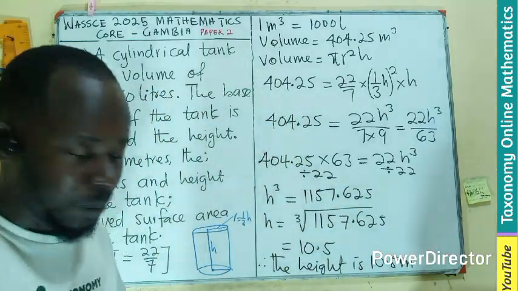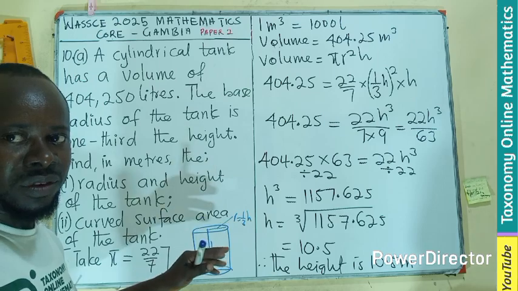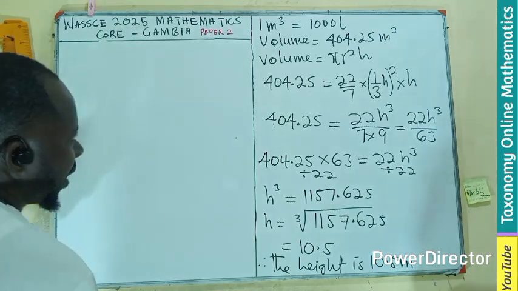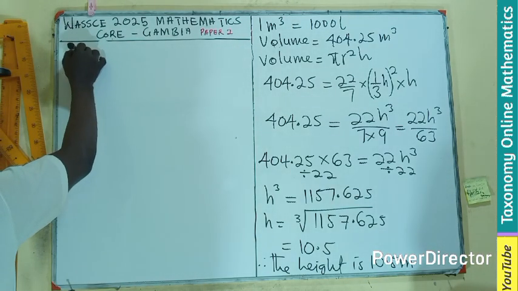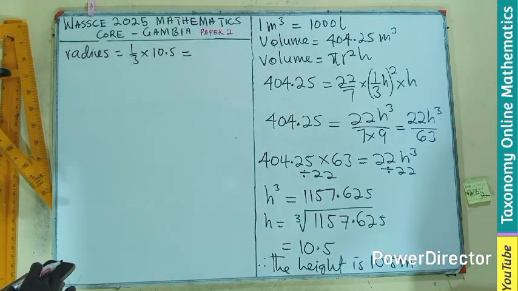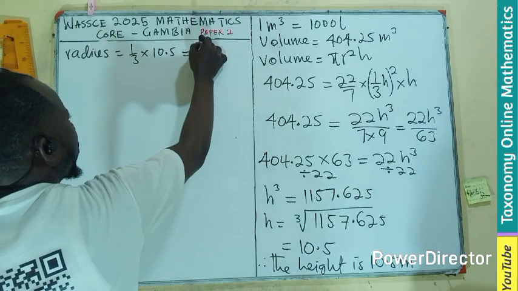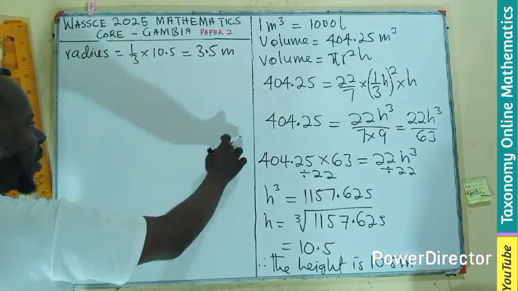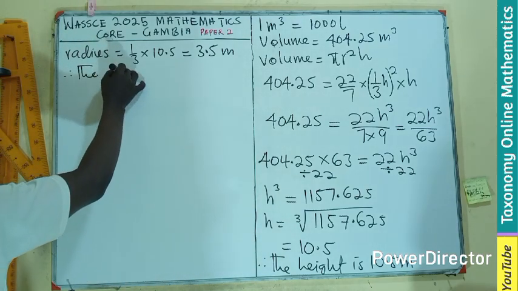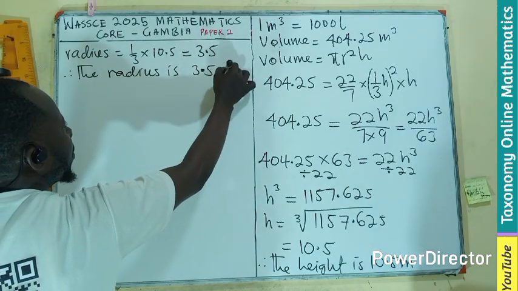We are leaving the answer in meters. So we know the height. What is next? The next is to find the radius. If I know the radius and know the height, then I can venture into the curved surface area. So right here, I can say that radius equals 1/3 times the height, 10.5. If you do that, that will be giving you 3.5 meters. So therefore, the radius is going to be 3.5 meters.